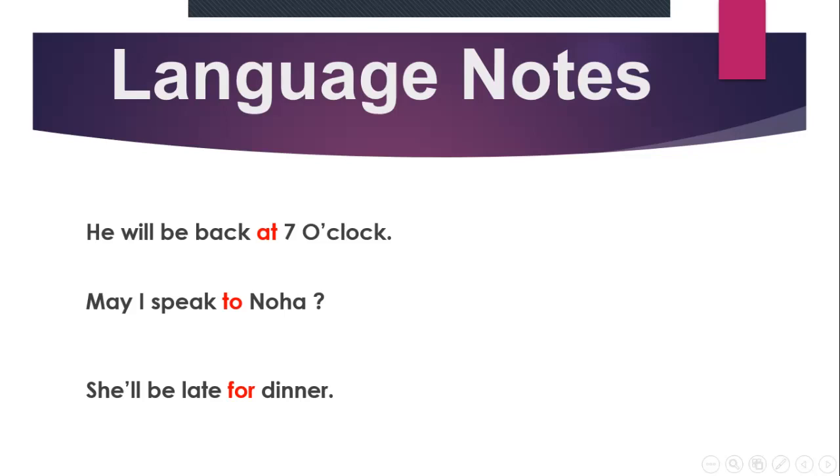Example number 3: She will be late for dinner. Here also we use the preposition for after late. Okay? She will be late for dinner. Late for means يتأخر عن. Here we use for after late.